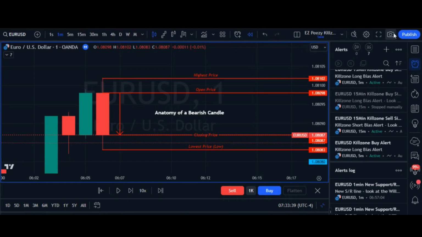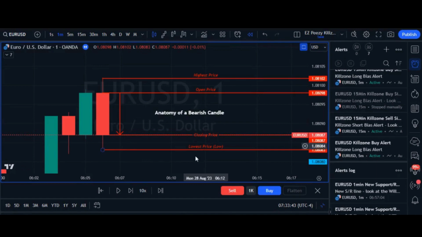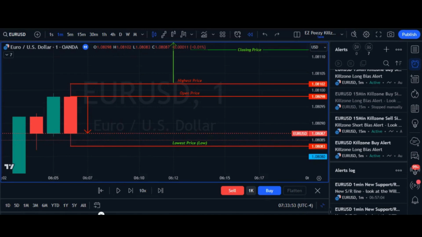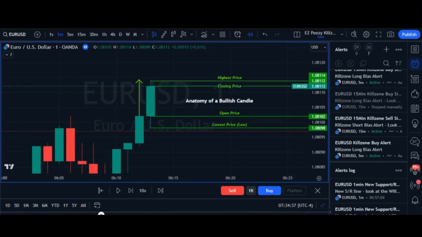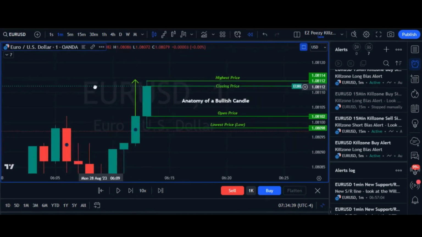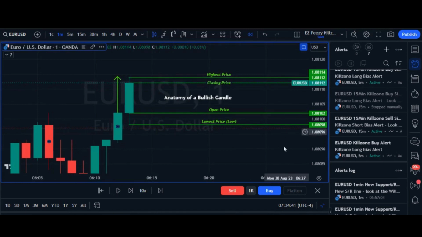Now let me open a new tab. Here we go. So I took a screenshot of that, and I'm going to undo so we can get the same wording. So you guys can take a screenshot of the other one. Give me a second, guys. Now you can take a screenshot of this one. This is the anatomy of a bullish candle.